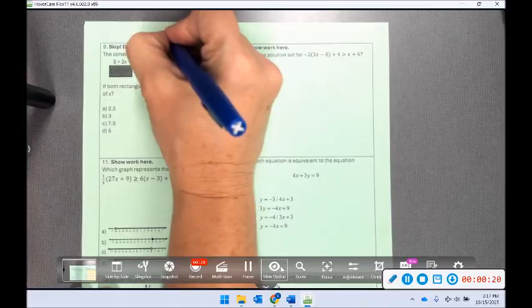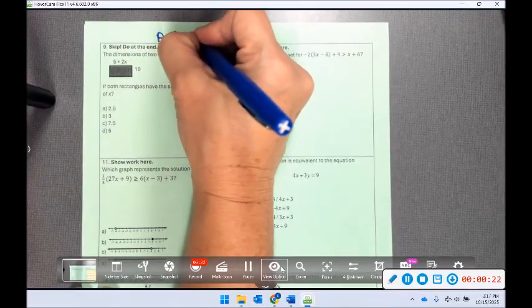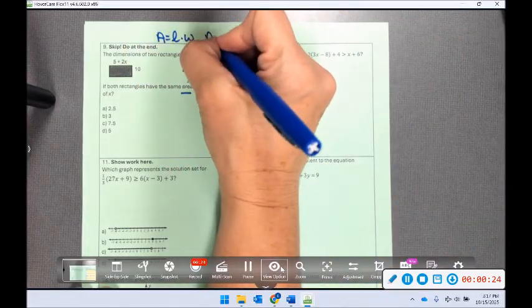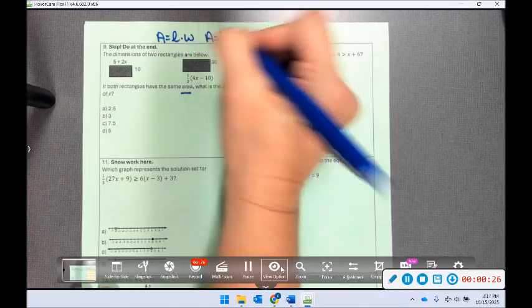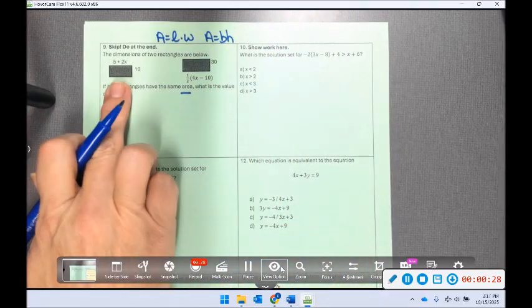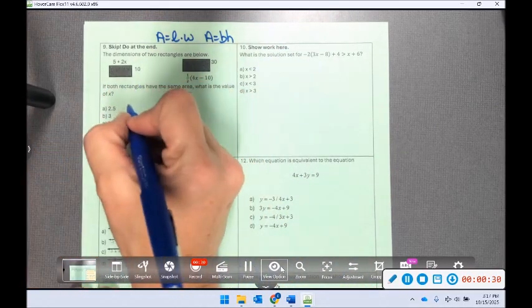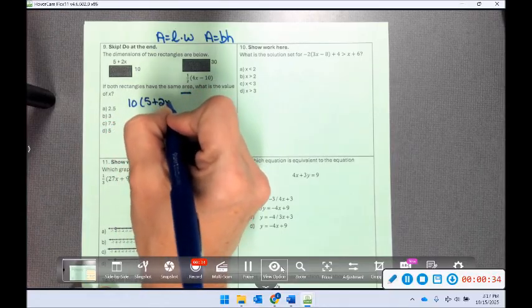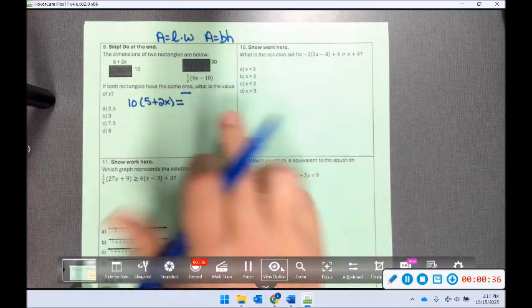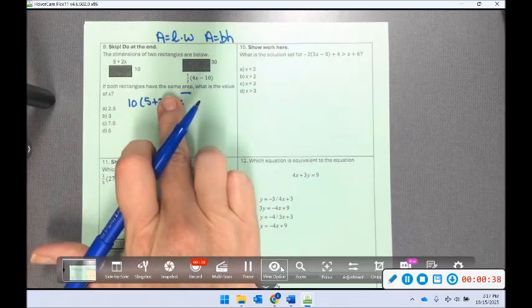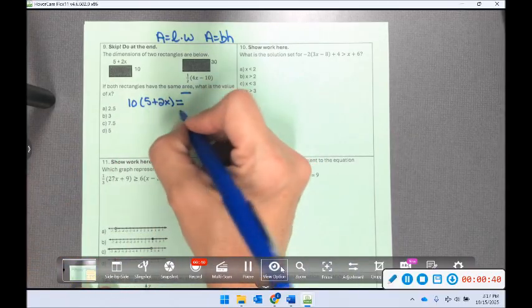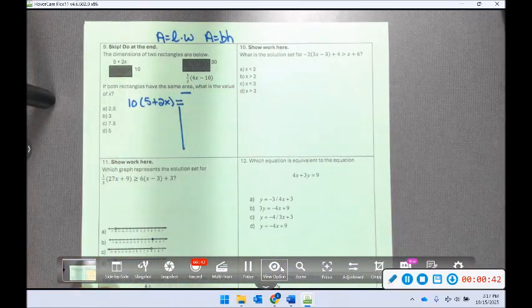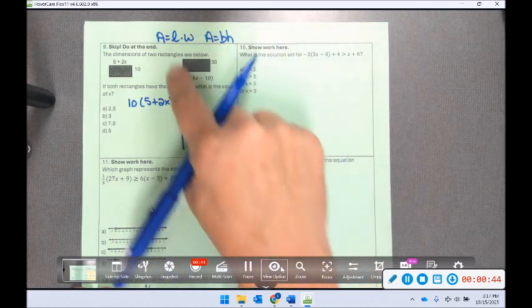Area of a rectangle is equal to the length times the width, or some people say area equals base times height. Both are fine. So if I wanted to find the area of this rectangle, it would be 10 times 5 plus 2x. And it says these rectangles have the same area, so I'm going to make them equal. So this is the area for the small one. Now we're going to go find the area for this rectangle.